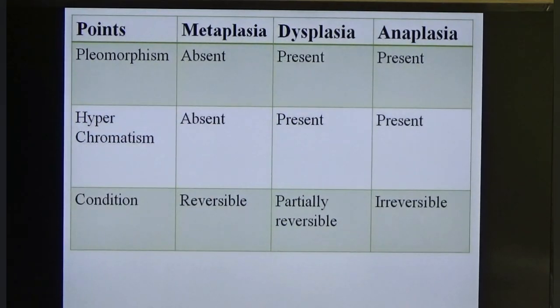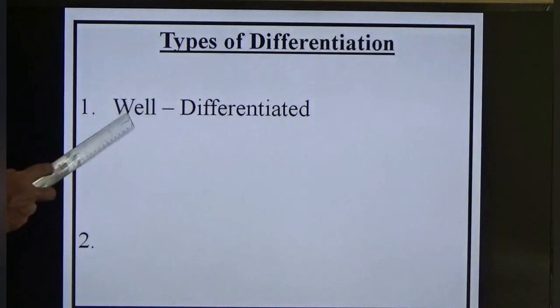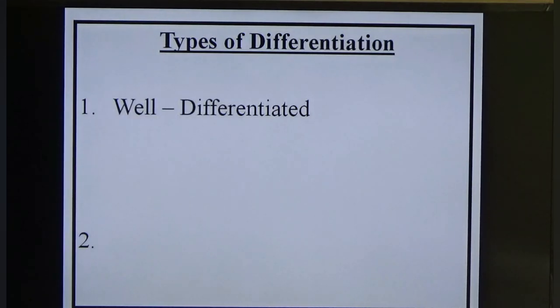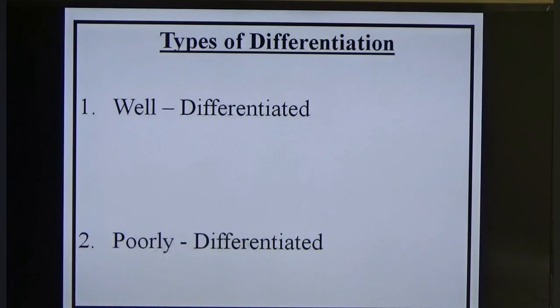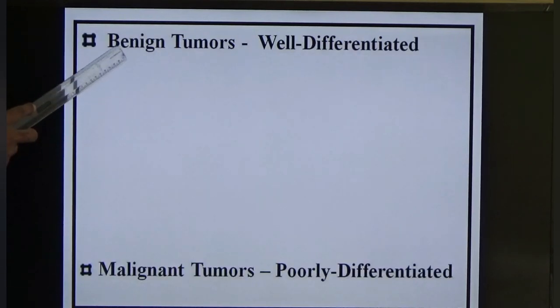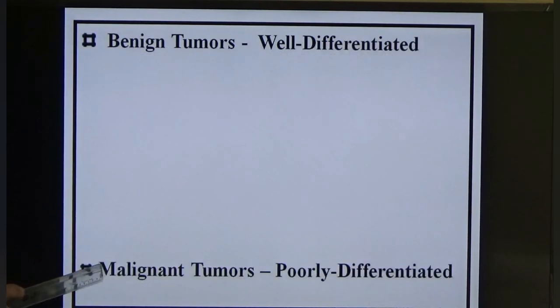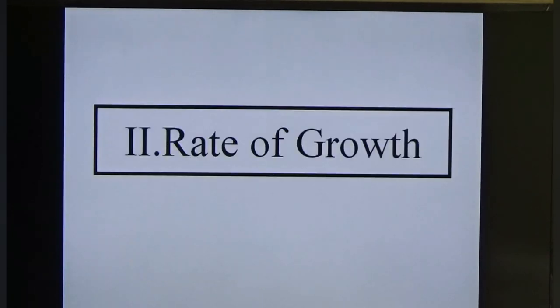For our clinical purpose, we differentiate tumors into two types: well differentiated and poorly differentiated. Normally, benign tumors are well differentiated and malignant tumors are poorly differentiated. That's all. Very simple.